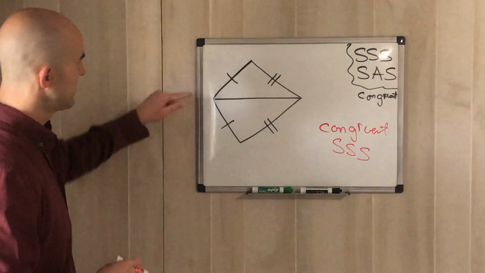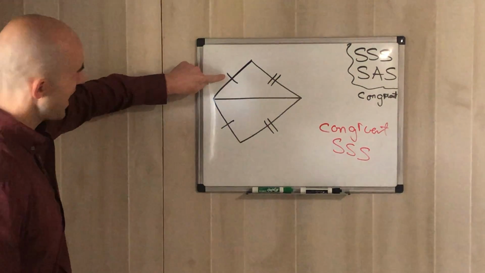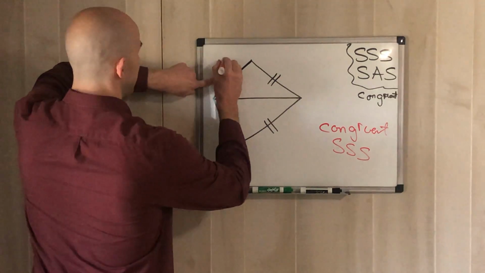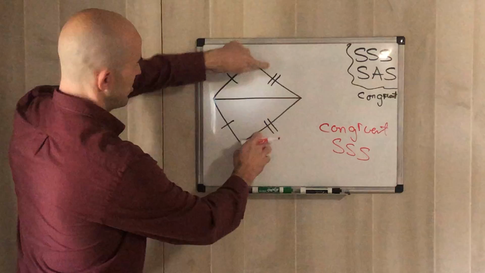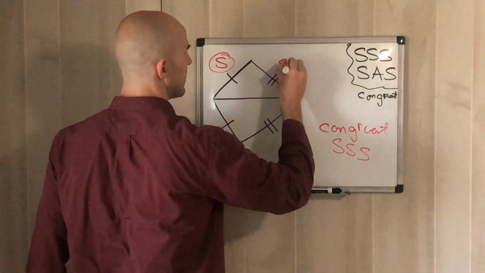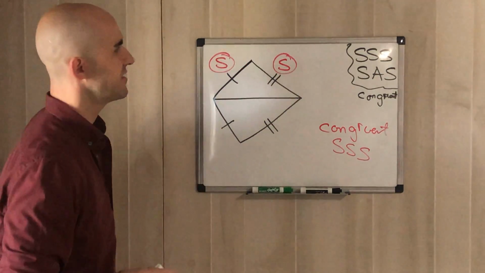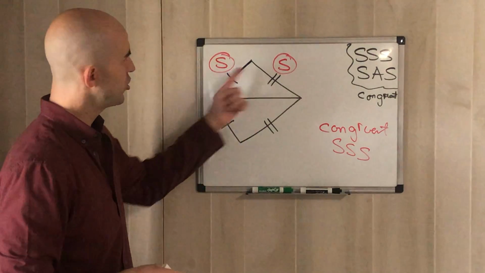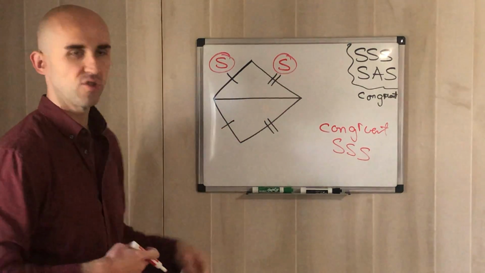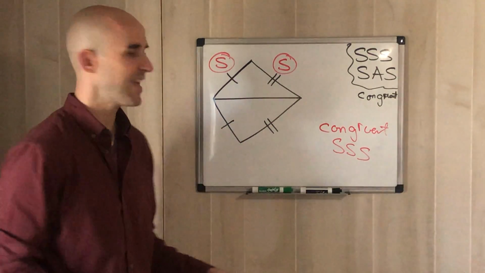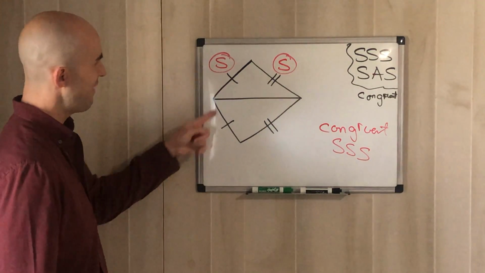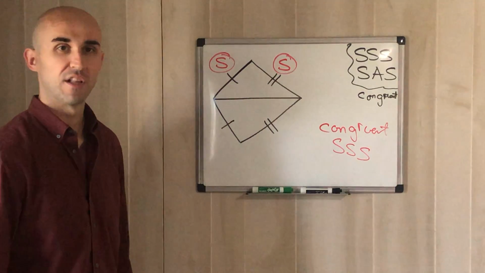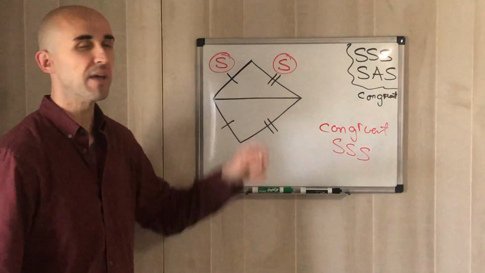Here's why. So we see that has 1, that has 1, so that's a side. That has 2, that has 2, that's a side. And now people are going to look at this and say, you know what? There's only 2 pairs of sides. There's no 3rd side, so how can it be SSS? Where's that 3rd one coming from? Because we only have 2. The 3rd one is in the middle.